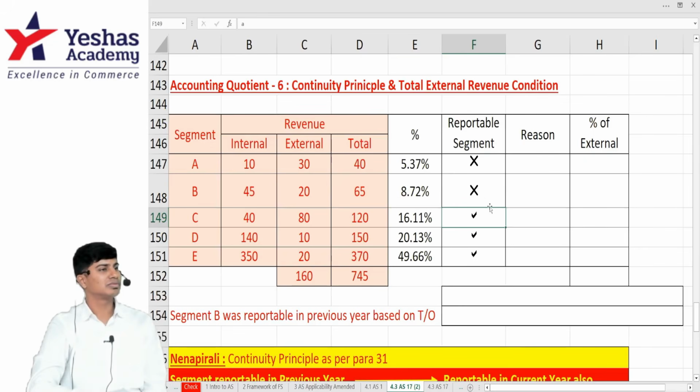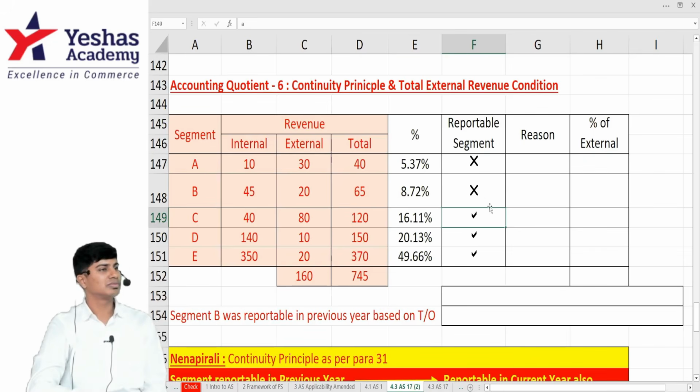Everybody understood this? So what is the continuity principle? If a segment was reportable in the previous year based on turnover, result or asset criteria, it is reportable in the current year also, though it doesn't fulfill the turnover, result or asset criteria. Okay? Everybody understood? Very good. Come on, let's now go to AQ7.